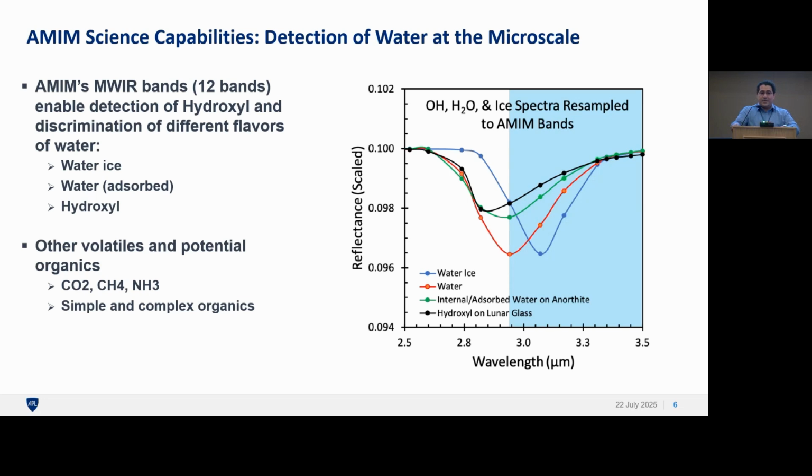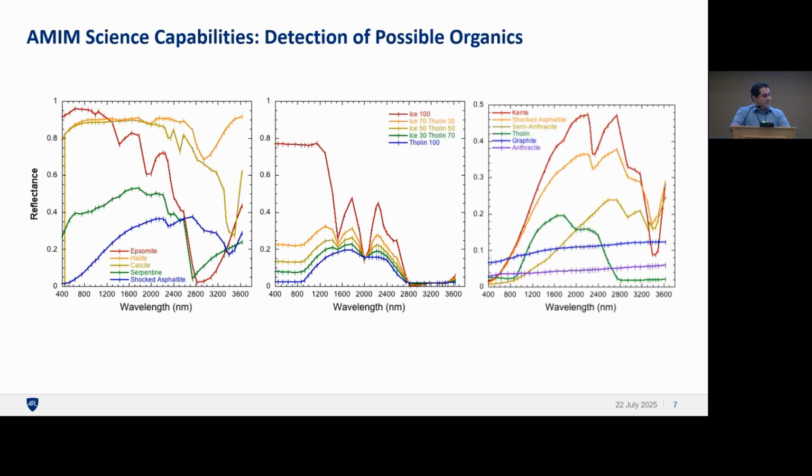And of course, like I said, we put a lot of bands around the 3 micron region to really tease out whether you're dealing with different flavors of water, such as hydroxyl, molecular water, or water ice. That also enables you to detect a variety of other volatiles. Next slide. Because we have bands around absorption features, for example the 3.4 micron feature and 2.3, we can also detect the presence of organics. We're not quite like Raman, able to tell you what specific organic it is, but it's very useful, especially if there might be organics in polar deposits in PSRs. Next slide.